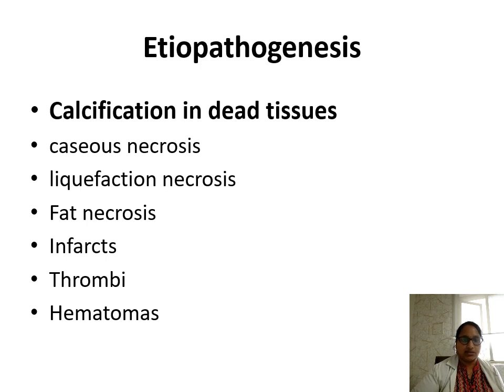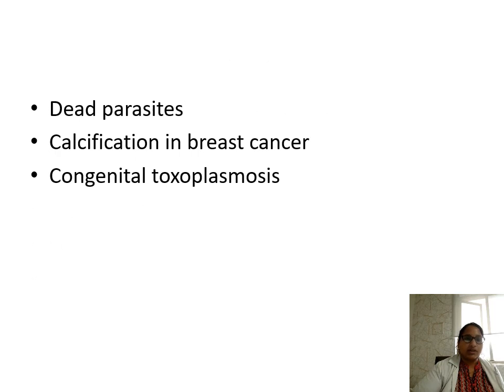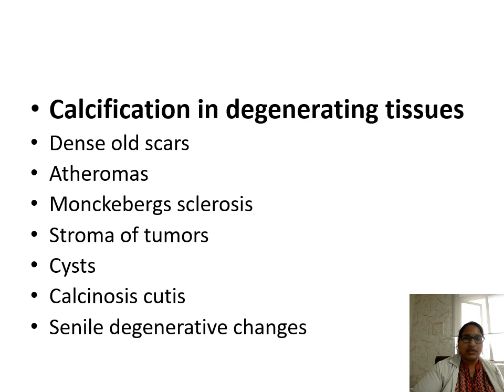All these are dead tissues. We all know that necrosis is dead tissue. Or again, it can be some dead parasites, or calcification in breast cancer or congenital toxoplasmosis. Calcification in the degenerating tissues includes, for example, dense old scars, atheromas, and Monckeberg sclerosis. Monckeberg sclerosis is medial calcific sclerosis in the vessel wall. The sclerosis, that is calcification, will occur in the tunica media of the vessel wall.